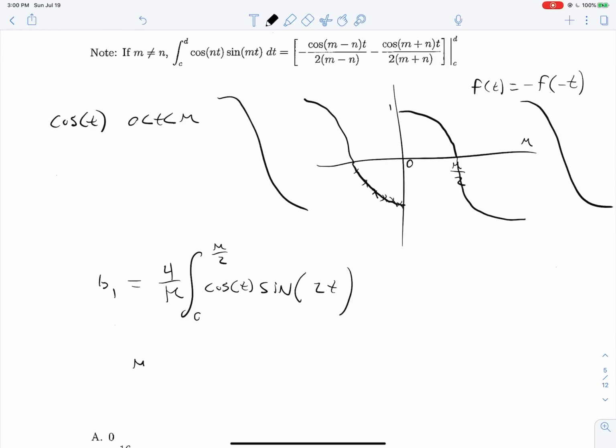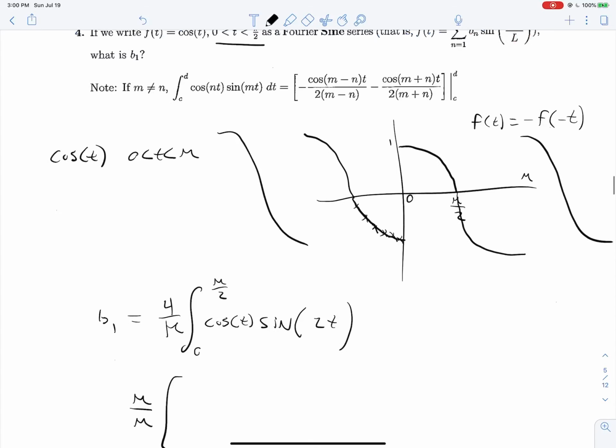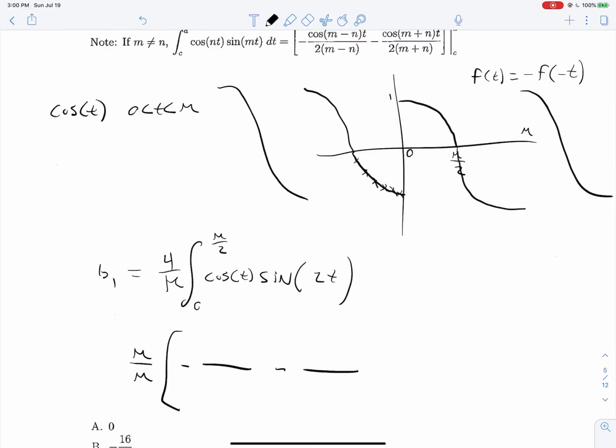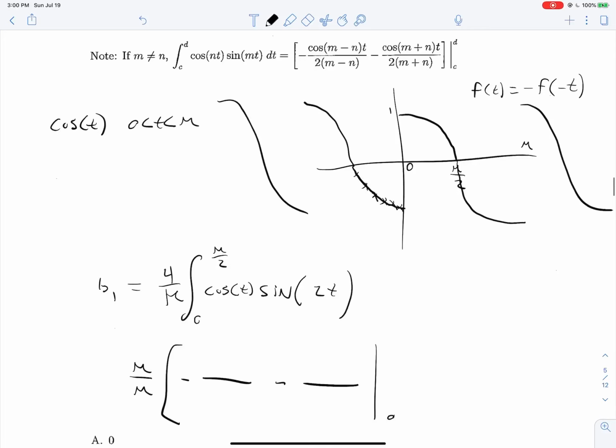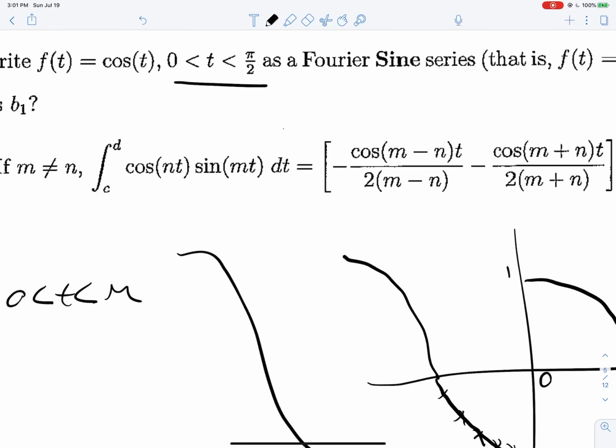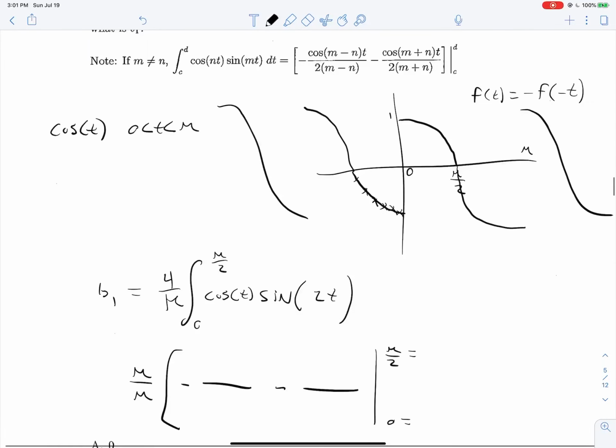So let's apply that. We have 4 over pi times, what do they want? Okay, the negative of some fraction minus another fraction evaluated on those original bounds, so 0 to pi over 2. Let's fill in these spots. They want the cosine of m minus n times t, where m is the thing on the sine and n is the thing in the cosine. So that will give us cosine of t, and then we're just going to divide by 2 times that. Then for our second fraction, we have minus the cosine of m plus n. That'll be cosine of 3t over 6.